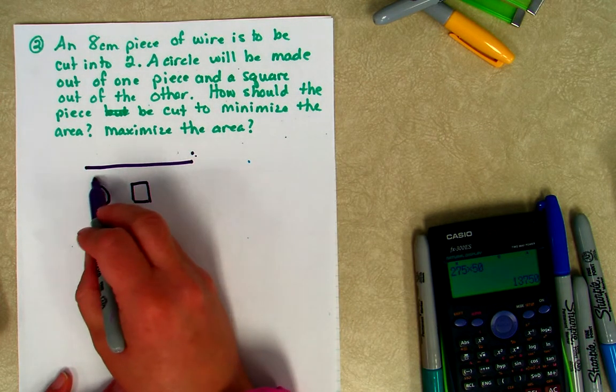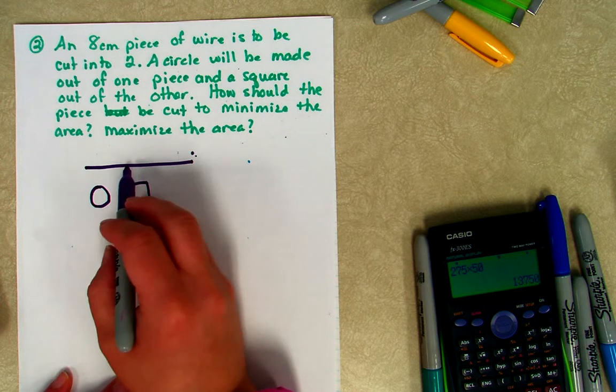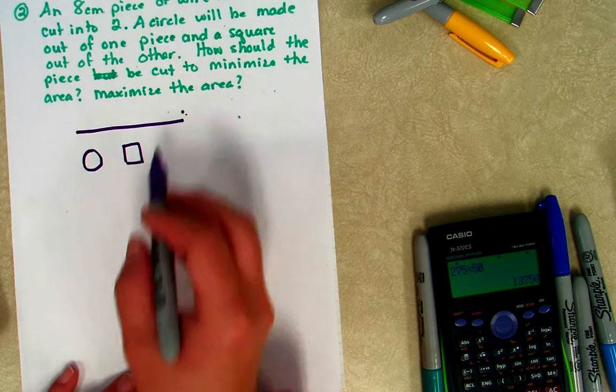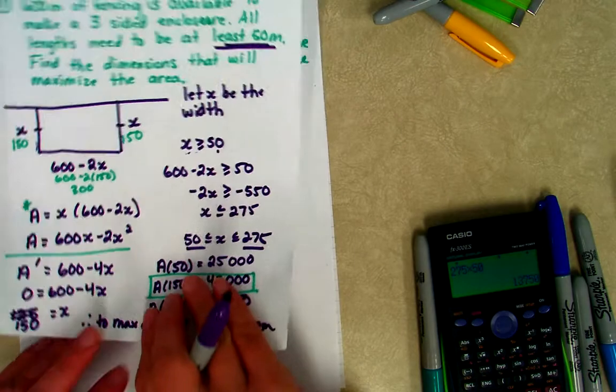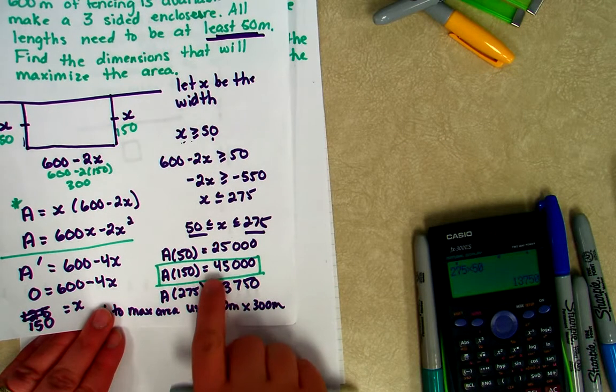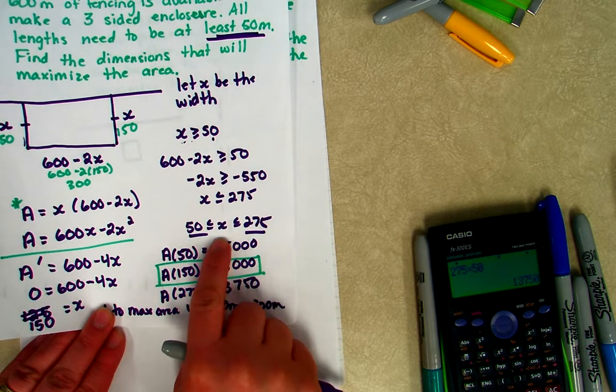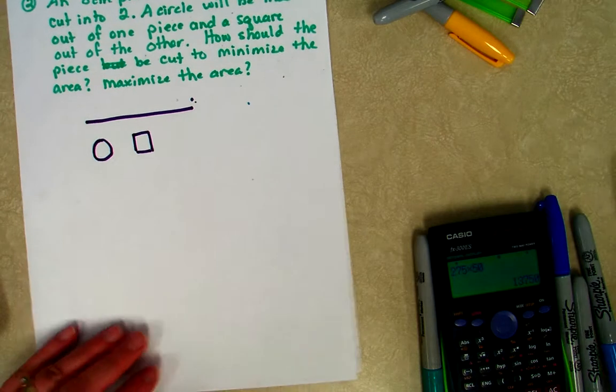Should it be cut towards one end in order to minimize the area and maximize the area? The nice thing is this is not really 2 different questions. In the first example, we could have answered max or min based on the work we did. So that's going to happen here.